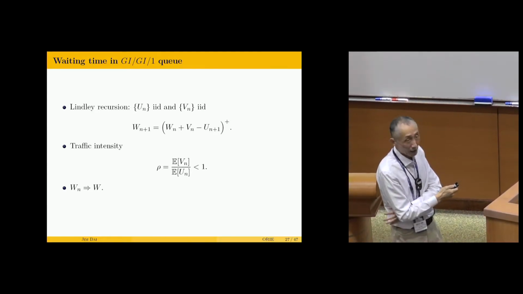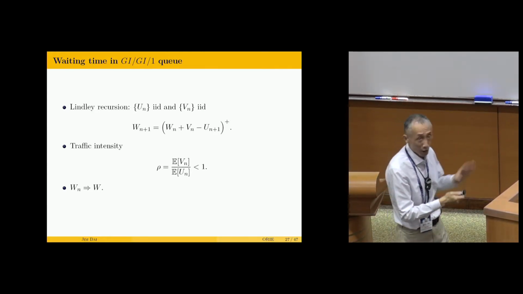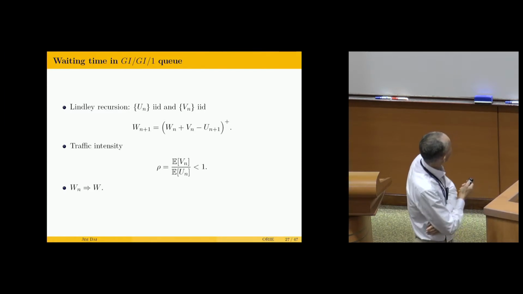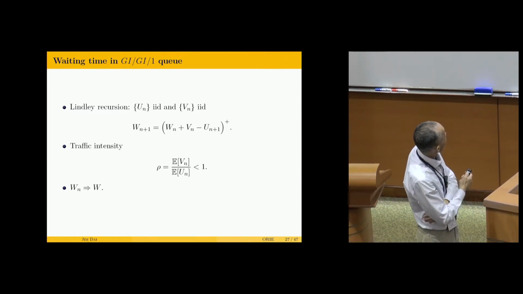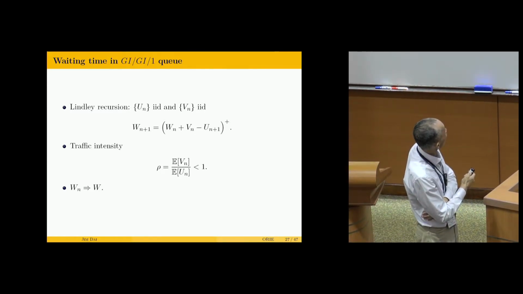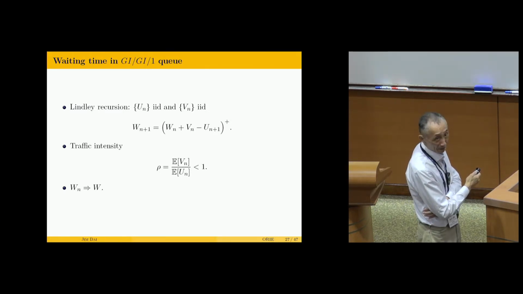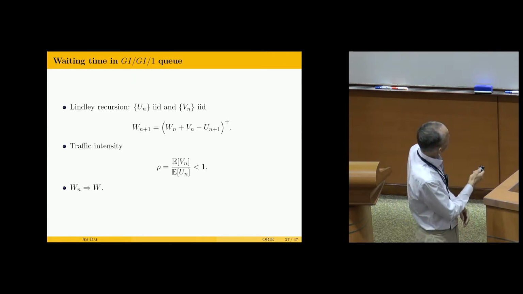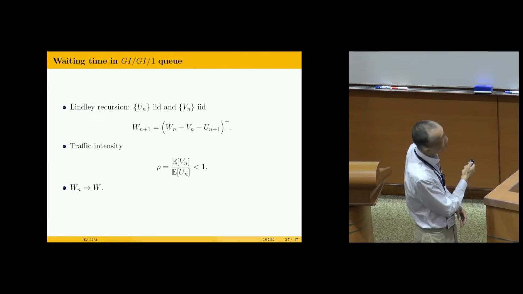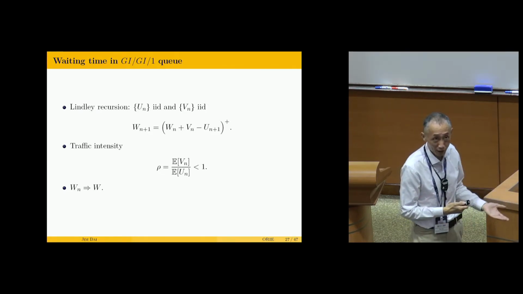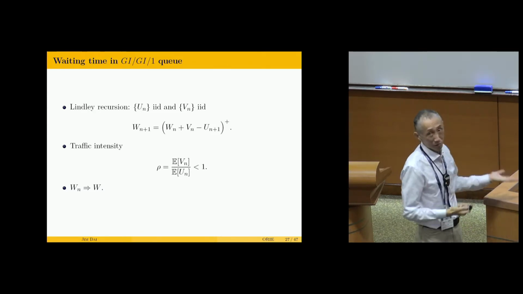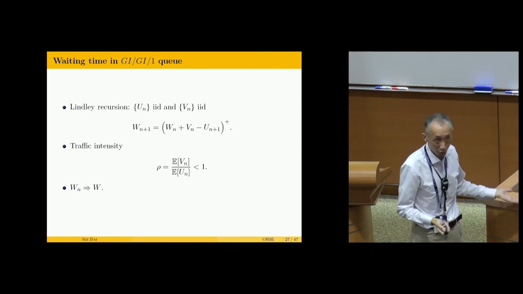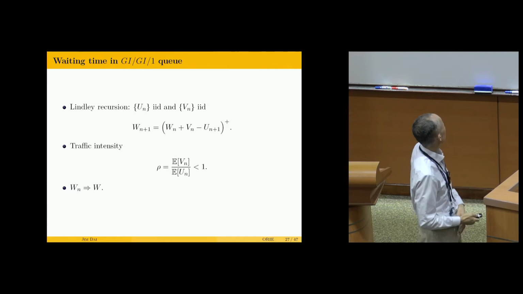So I'm looking at one server. Look at the waiting time. The waiting time of the N-th customer equals the previous customer's waiting time plus the service time of the N-th customer, minus the N plus 1-th interarrival time. If this is positive, that's exactly the waiting time for the N plus 1 customer. If this is negative, the N plus 1 customer does not wait at all, so it's 0, so that's the plus here.